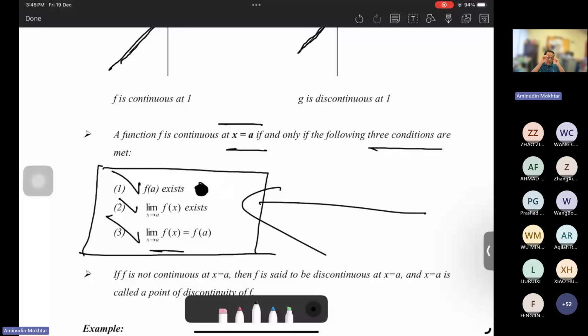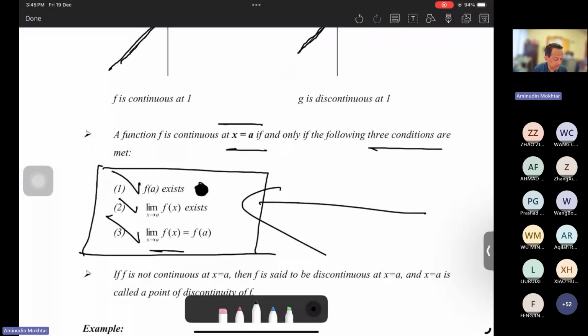The first one, the value of the function exists, the value of the function is defined. The limit exists, and the value of the function equals the value of the limit. Okay, that's the condition. The three conditions must be met for any function to be continuous at a certain value of x.